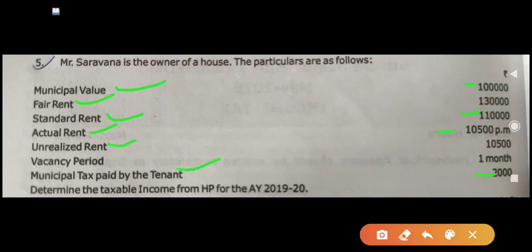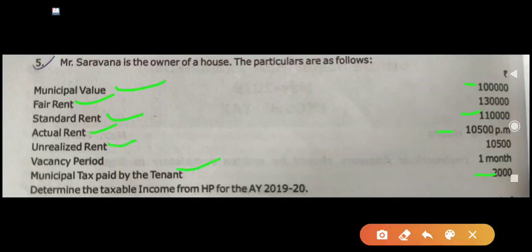So here this point is very important. You have to keep in mind that municipal tax paid by the owner must be deducted, or municipal tax paid by the owner is deductible. If the municipal tax is paid by the tenant, it is not deductible. Okay, so I repeat, municipal tax paid by the tenant should be ignored, and municipal tax paid by the owner should be considered, and that must be deducted.